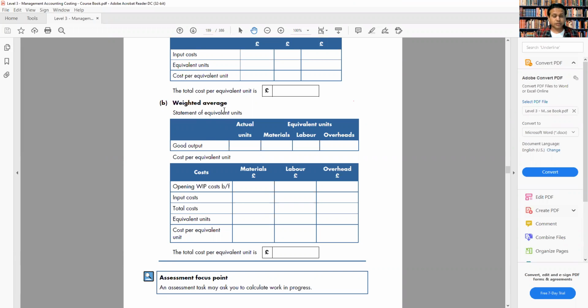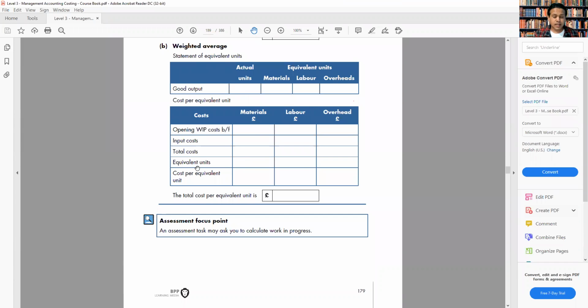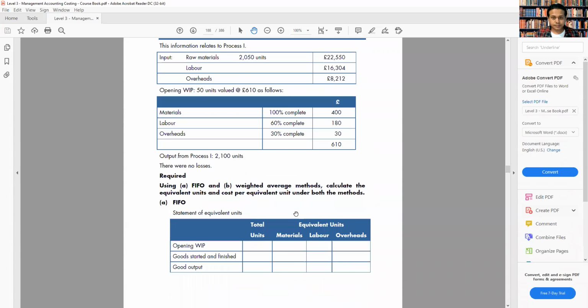Then the weighted average. Weighted average is quite easy because we don't have to see the LIFO FIFO. All we need to see is how much is the good output and the opening inventory cost plus the input cost, total cost, then equivalent unit, it will divide by per unit. That will give me the total cost per equivalent unit. All right, let's do this one.